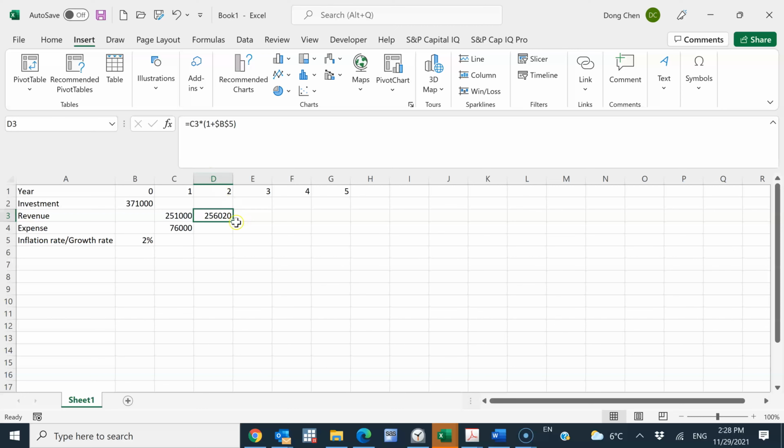So now I have this, and I can drag the cell all the way to the last year, and you can see that, for example, for year 3, it's going to be year 2's revenue, which is D3, and then times 1 plus this B dollar 5, which is the growth rate, 2% here.